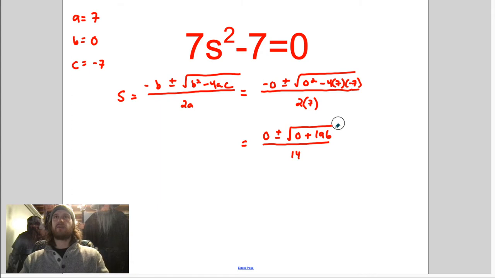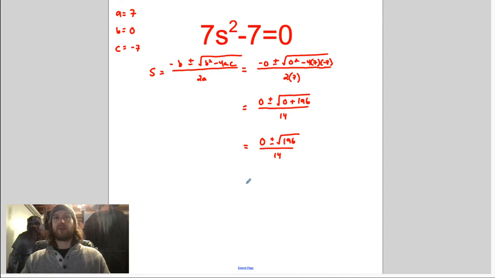Just clean that up a little bit. Give that a little bit of a trim, a little haircut. And we're going to move on. This is 0 plus or minus the square root of 196, all divided by 14. I'm very excited. I think we can probably split into our two cases here. We got to do our plus case, our minus case.